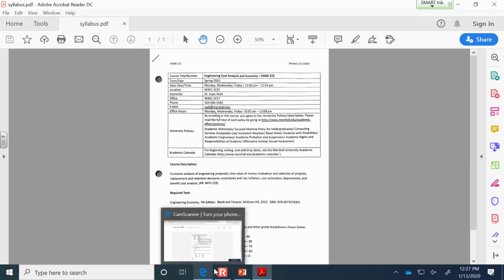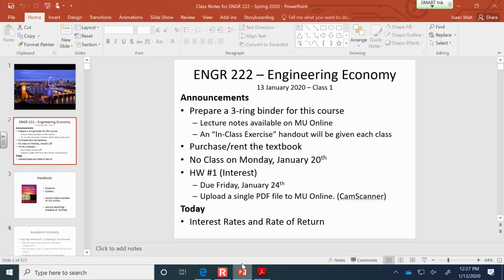So I suggest CamScanner, but however you want to make a PDF is fine with me. If you have a flatbed scanner or some sort of a batch feed PDF generator, that's great too. Any questions about the announcements?